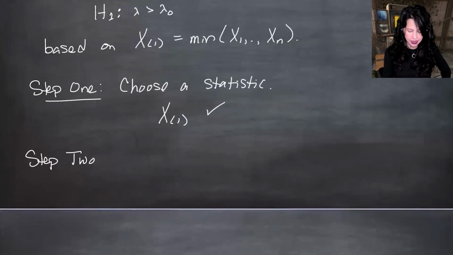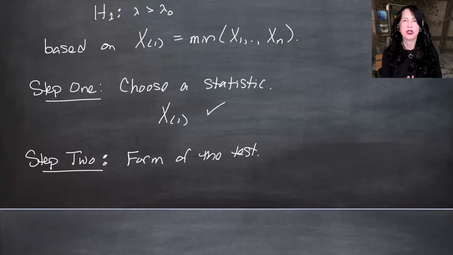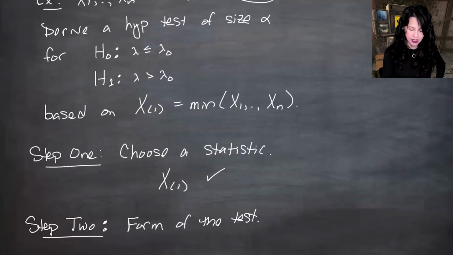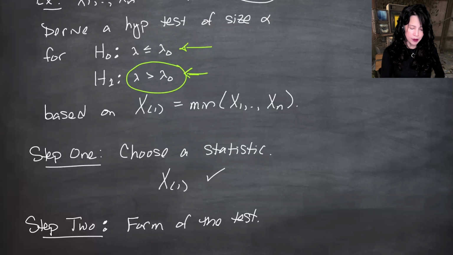Step 2 is to come up with the form of the test. Or another way to say this would be the sort of shape or structure of the rejection region. We are going to look at the statistic that is the minimum, and we want to look at our hypotheses. So this one is assumed to be true. And if we see evidence for this, we're going to dump the null hypothesis and go with the alternative. So how would you see evidence for this in the data? If lambda gets larger, what happens to the data?